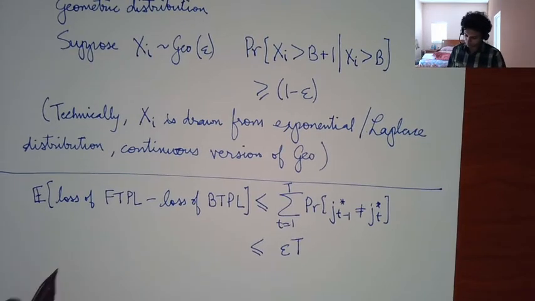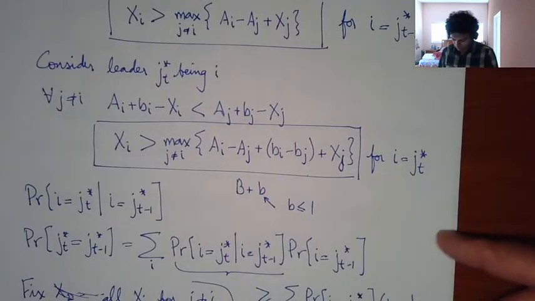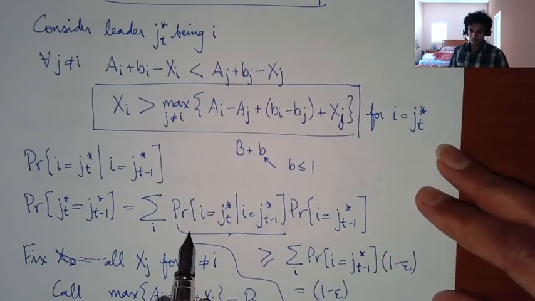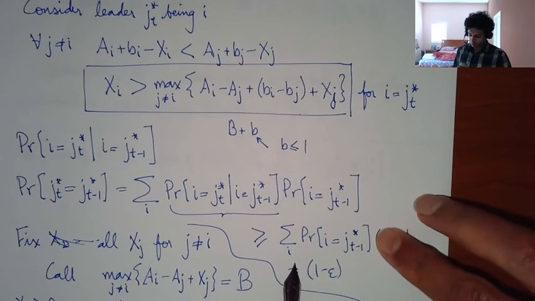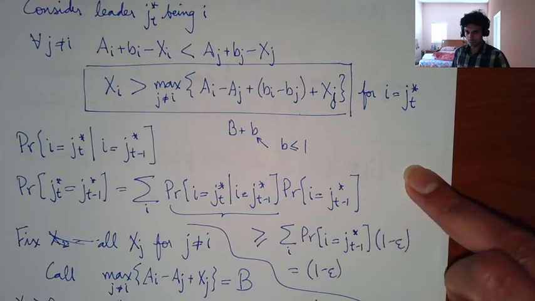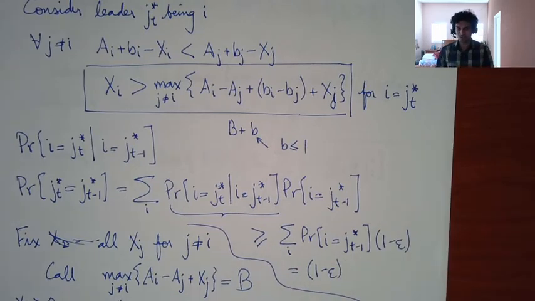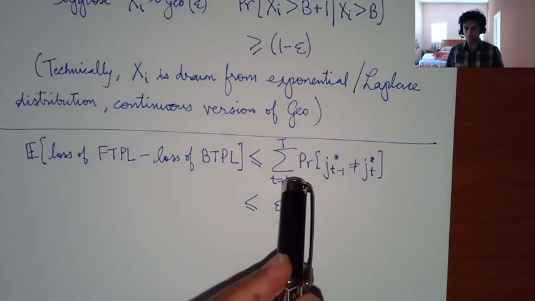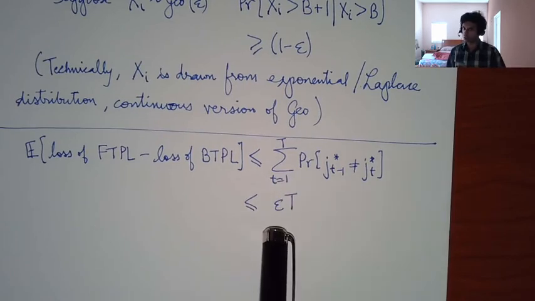Okay, so we have to wait a second. We had this thing where we were multiplying the conditional expectation times the probability that it is equal to i. What happened to the probability that it is equal to i? This sum is 1. Ah, okay, yeah, sure. This is just saying that regardless of who the leader is, the probability of the leader switching is at most epsilon. And so therefore we get epsilon times T.